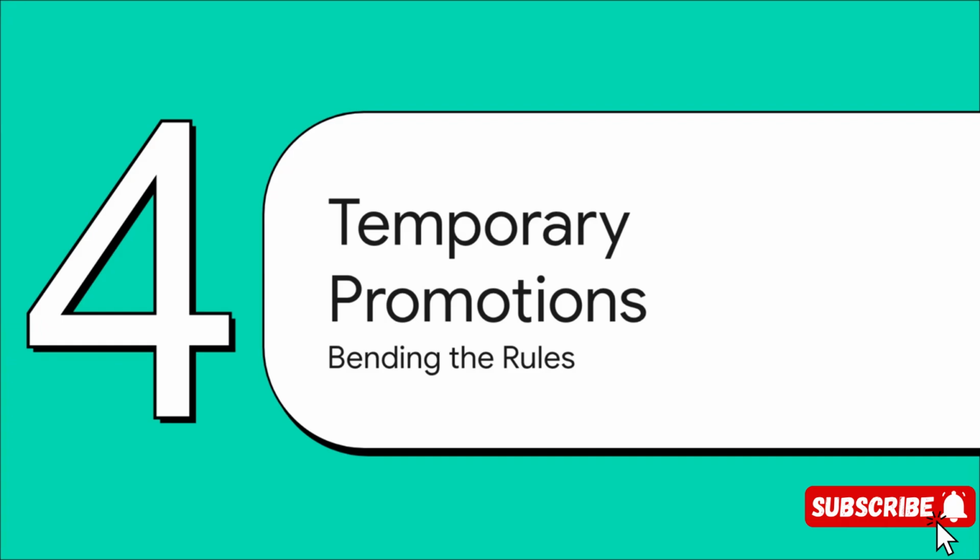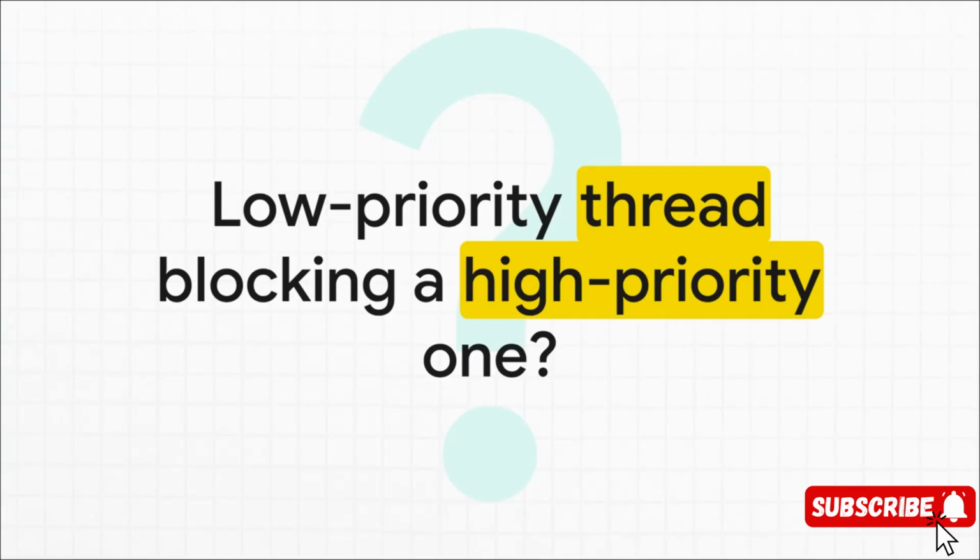Okay, now we get to the really clever part. The scheduler isn't rigid, it's dynamic. It can actually bend its own rules for the greater good of the whole system. So let's imagine a classic computer science problem. You've got some low-priority background task that has locked a file because it needs to write to it. No big deal. But then, all of a sudden, a time-critical priority 15 thread wakes up and it desperately needs to read that exact same file.